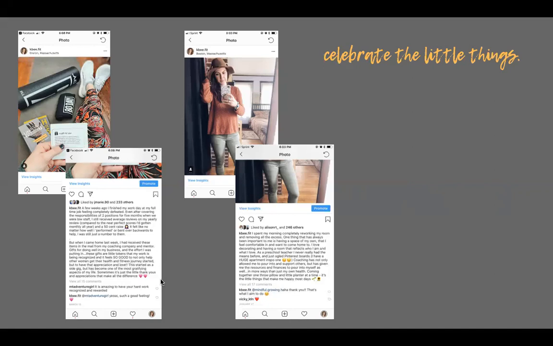and it feels so good to not only help other women get their health and fitness journey started, but to have that appreciation and love. This started as a side gig, but has become one of the most gratifying aspects of my life. Sometimes it's just the little thank yous and appreciations that make all the difference.